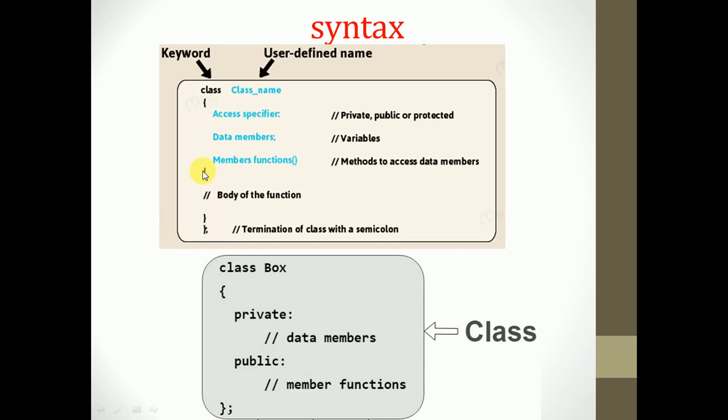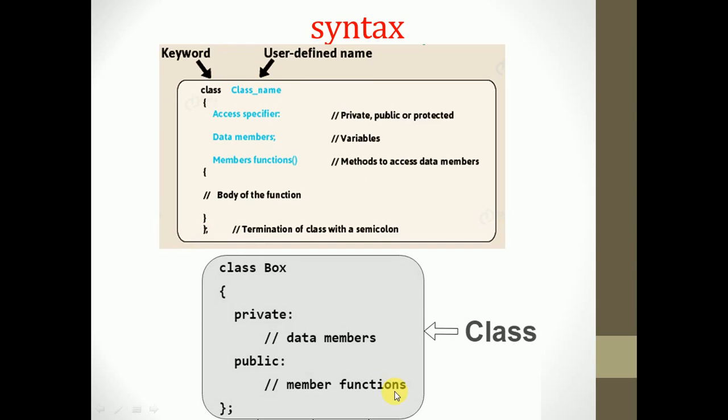But if you see a member function, how do I terminate it? Just a closing bracket. But when I am terminating a class, I open it here and I close it with a semicolon. So this is the syntax of a class.